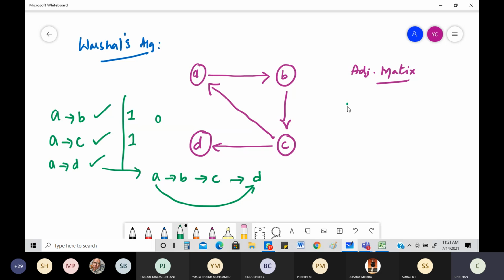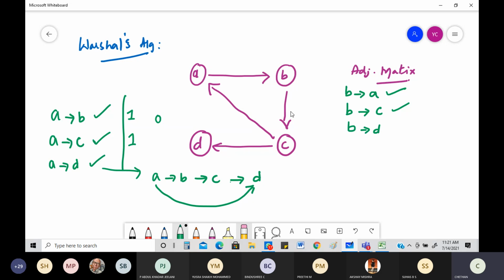And what's the next thing? Next thing is from B to C. Is there a path? Yes. Before that, B to A. Is there a path from B to A? Yes, there is a path. See, B to C, C to A. So B to A, there's a path. B to C, yes. Okay.